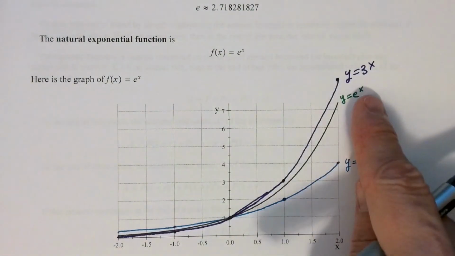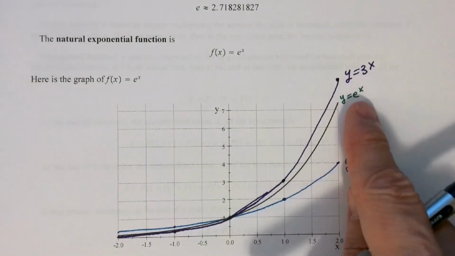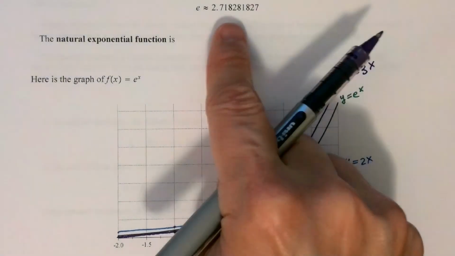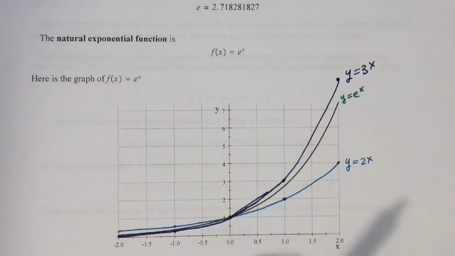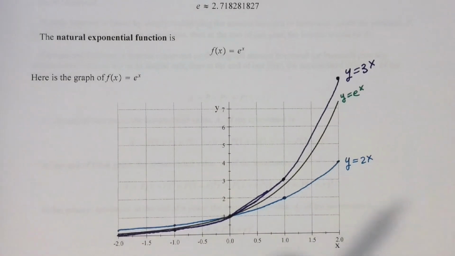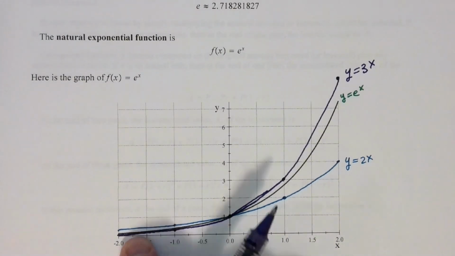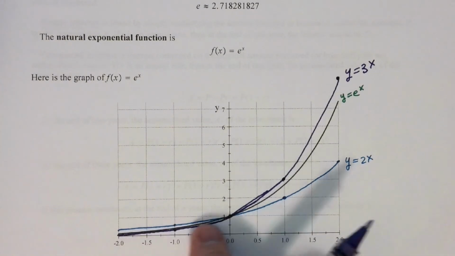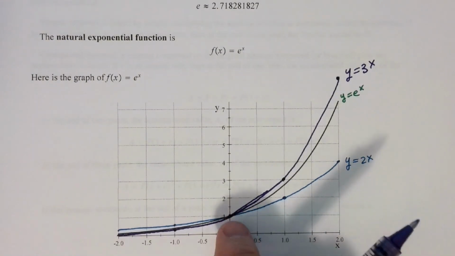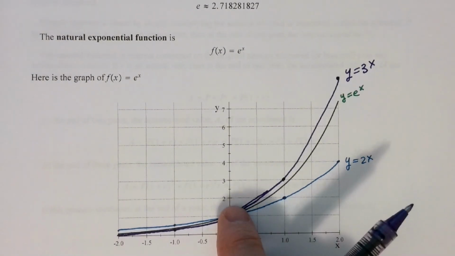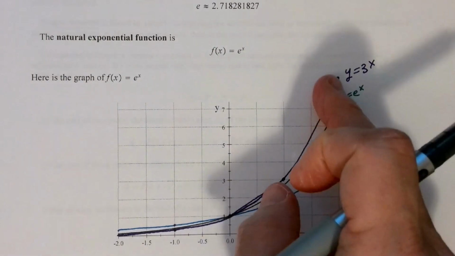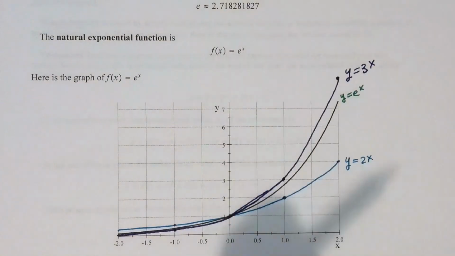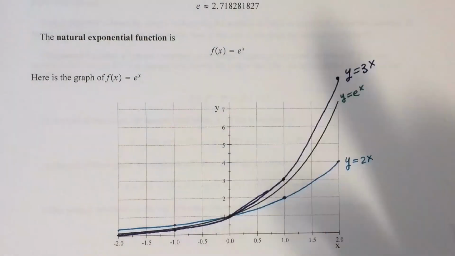It kind of makes sense that it's closer to 3 to the x than 2 to the x, because 2.7 is closer to 3 than 2. But that's how these graphs look. So all the exponential functions where the base is greater than 1 will look like this. They'll all pass through that same y-intercept. And as the base gets bigger, for values greater than 0, it gets steeper. So to speak, it goes to infinity faster.